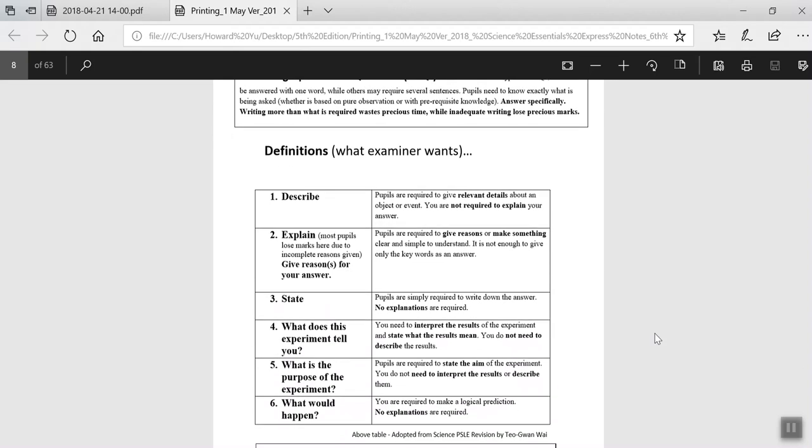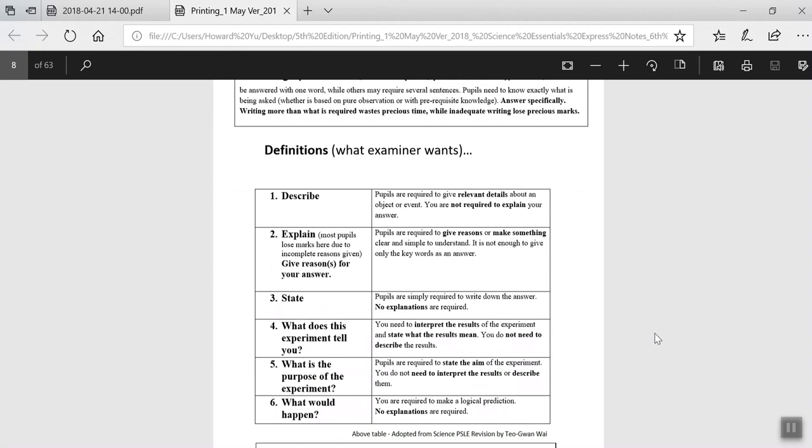And secondly, this is most important because in many of the 2 marks open-ended questions, students are asked to explain. This means they are required to give reasons or make something clear and simple to understand. It is not enough to give only the keywords as answers.